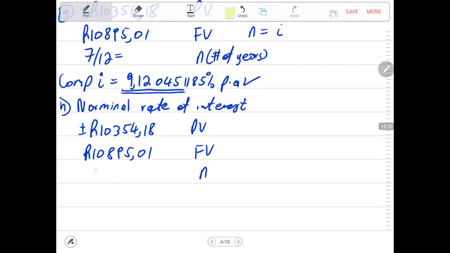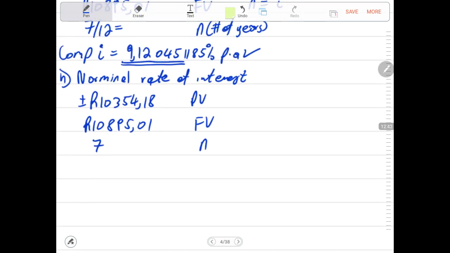Our N is 7. Remember, when you say 7, we don't divide, because you want to know how many times this interest was compounded. It was compounded 7 times, every month of the 7 months, from month 14 up until month 20. So our N is per month. I want to highlight that our N is per compounding period, because we are compounding monthly.